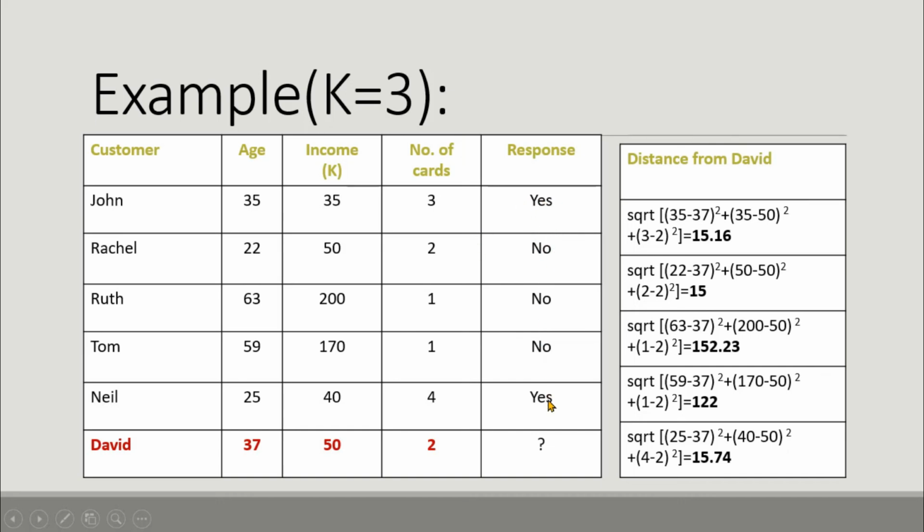So we can see that the highest count of response is yes. That's why we can say that the response value of David will be or might be yes, since the maximum number of response values are yes.